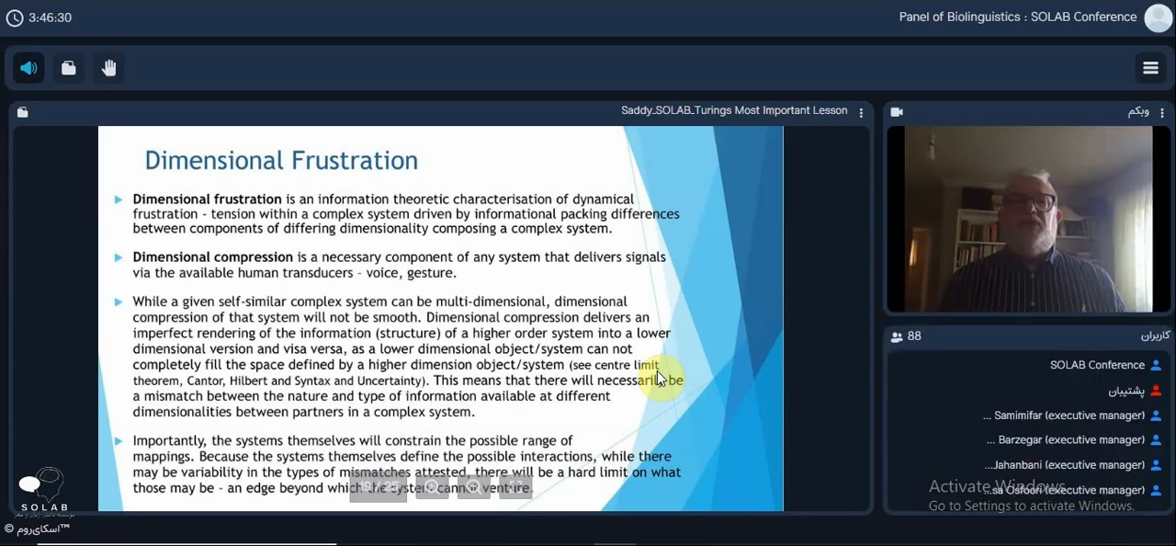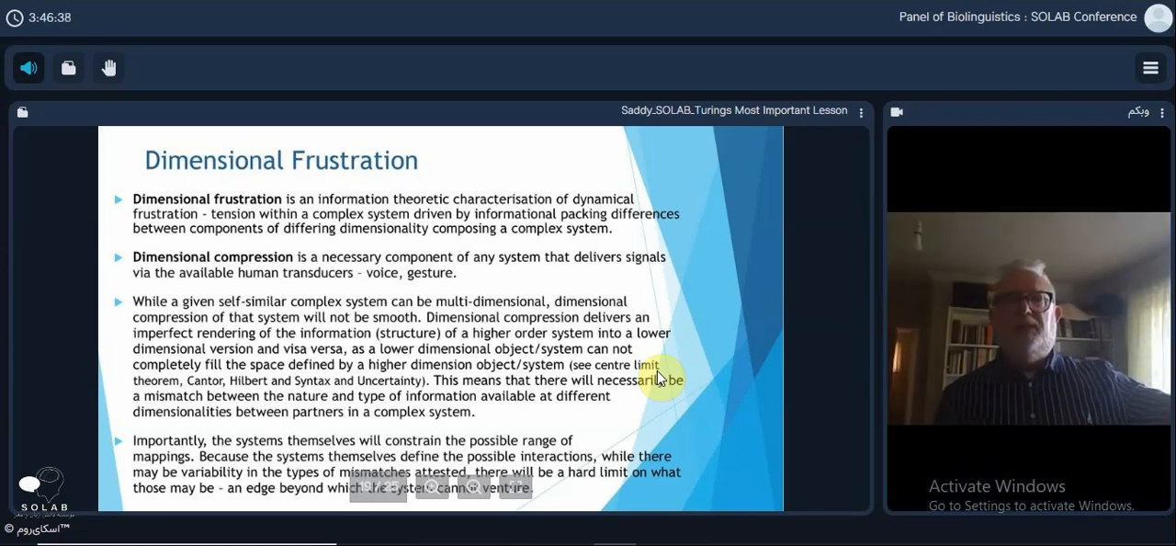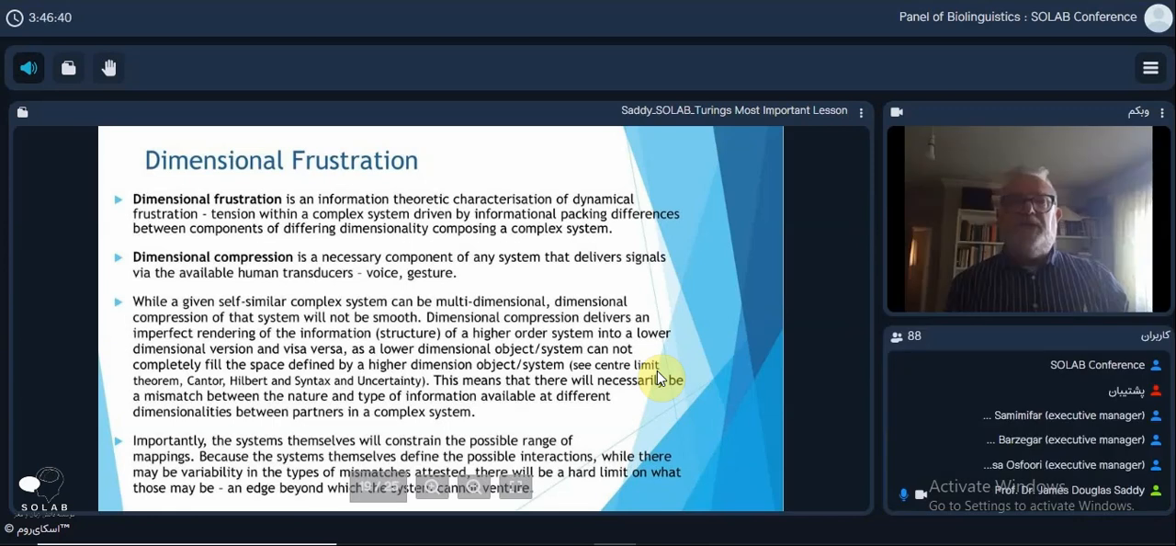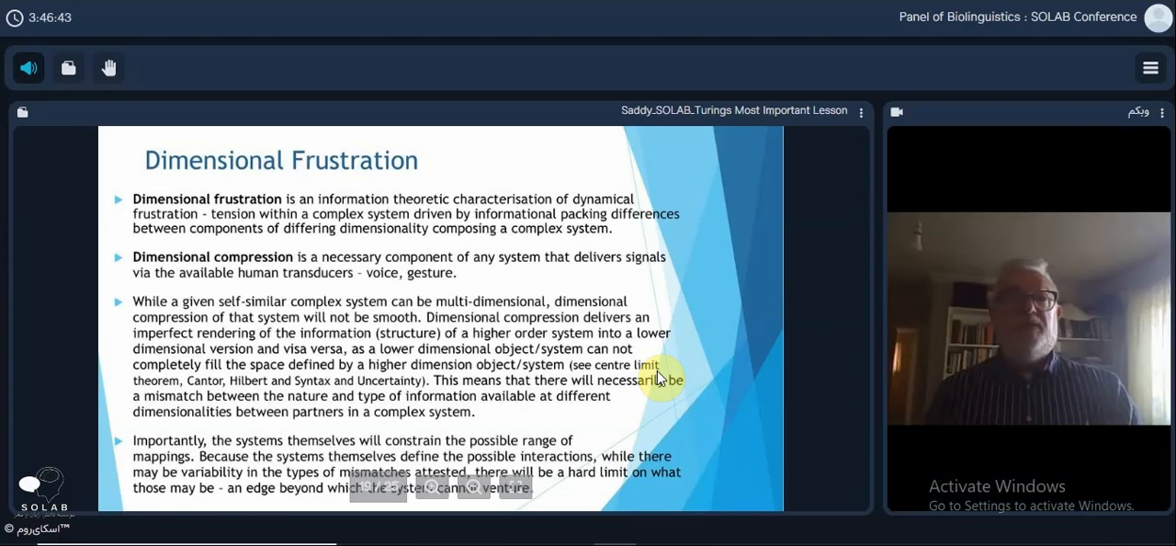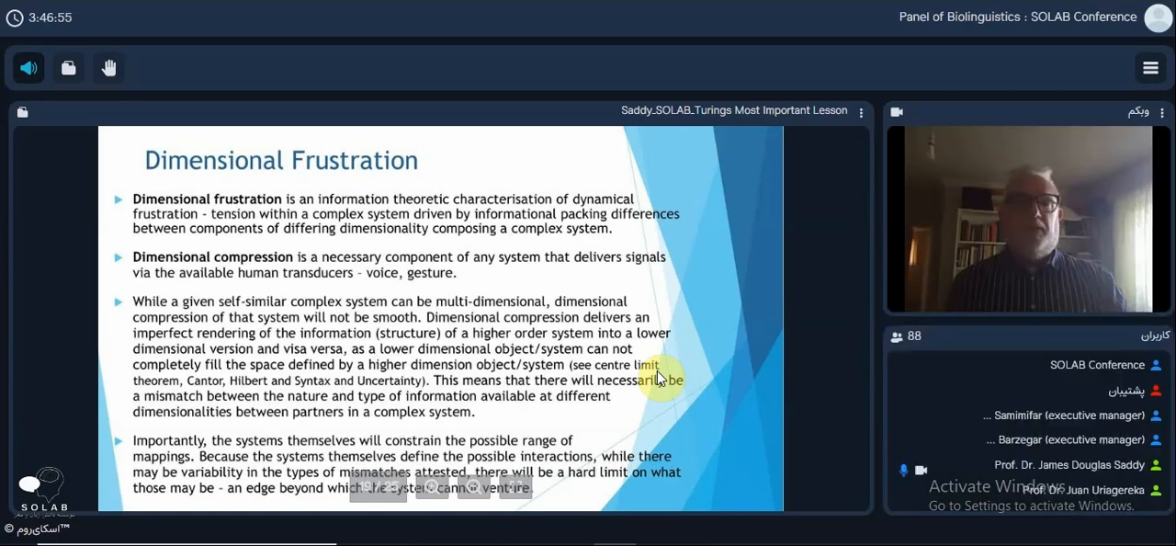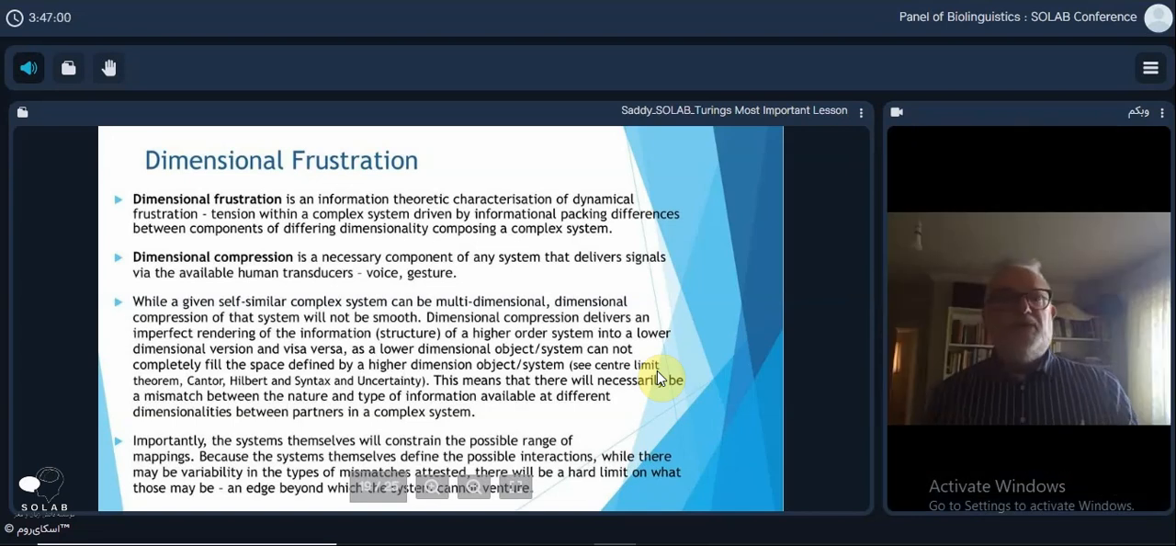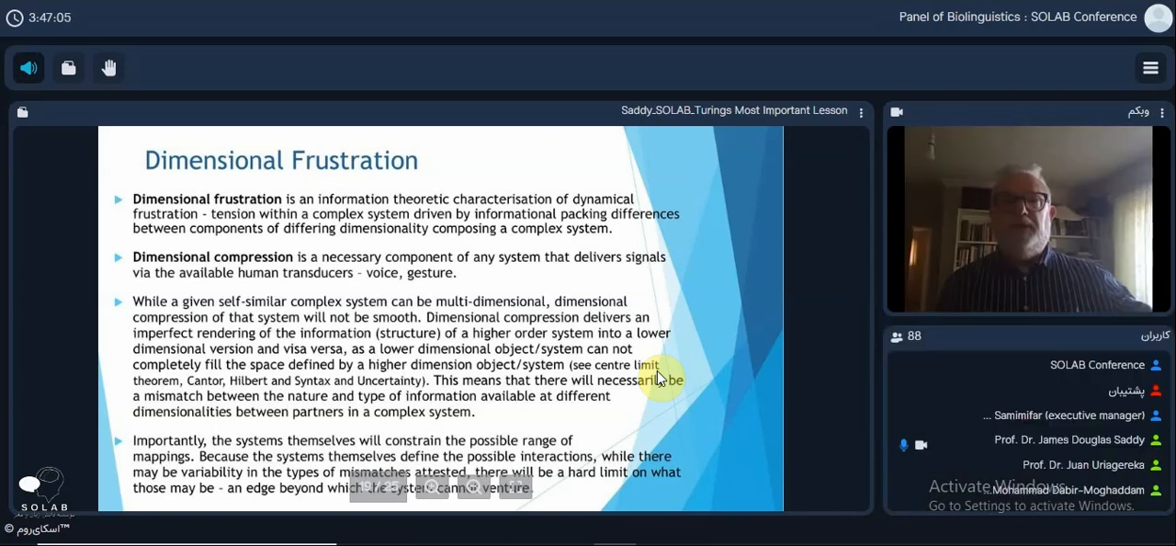Any given self-similar complex can be multidimensional. The dimensional compression of that system: you've got something of multiple dimensions and you're going to have to express it with fewer dimensions. It's not going to be smooth. Dimensional compression delivers an imperfect rendering of the information or information structure of a higher order system into a lower dimensional version, and vice versa. A lower dimensional object or system cannot completely fill the space defined by a higher dimensional object.